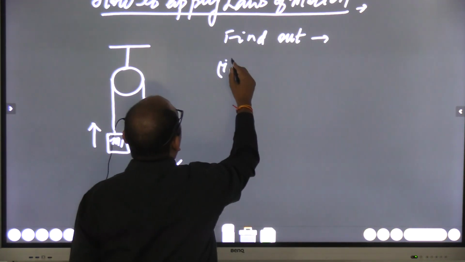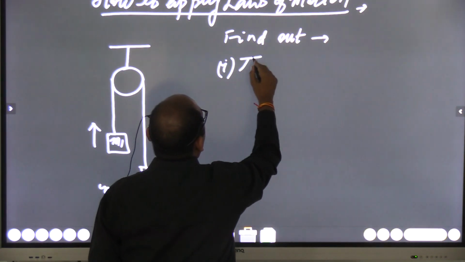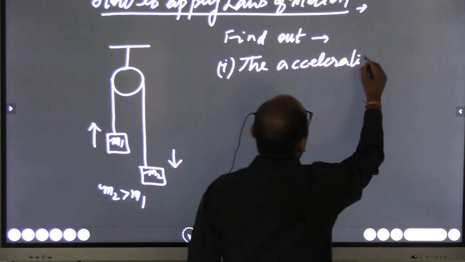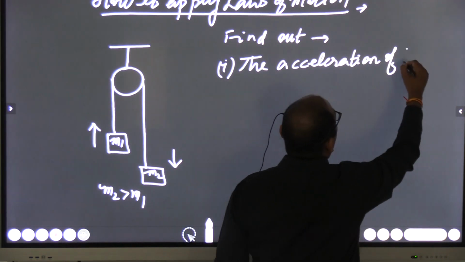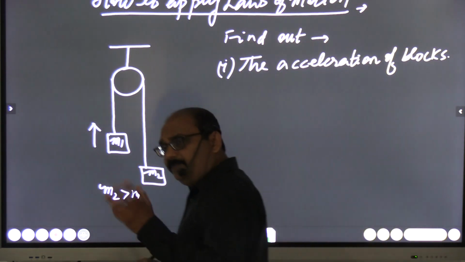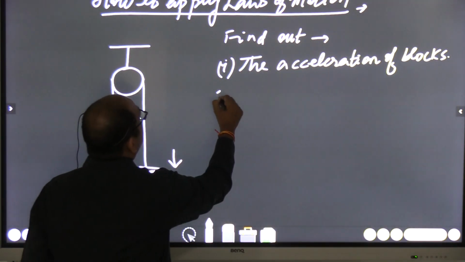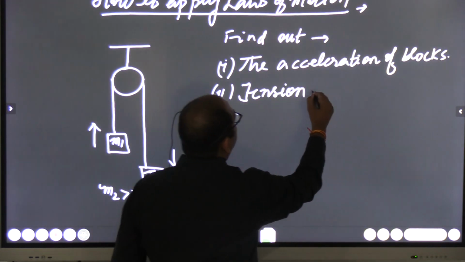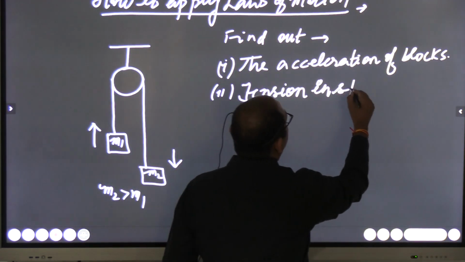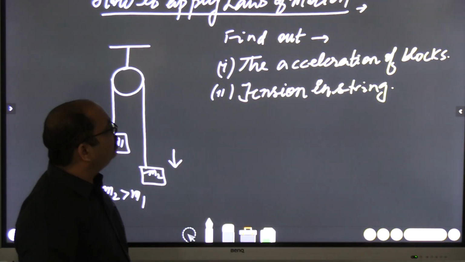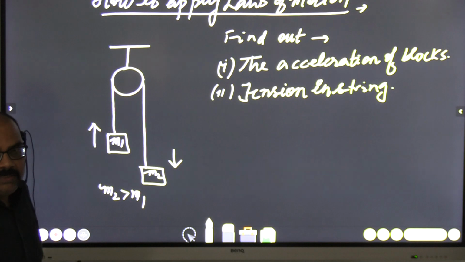So the question is to find out, number one, the acceleration of the blocks. Both of the blocks have the same acceleration. Number two, the tension in the string. There are two questions: find out the acceleration of the blocks, and number two, the tension in the string.